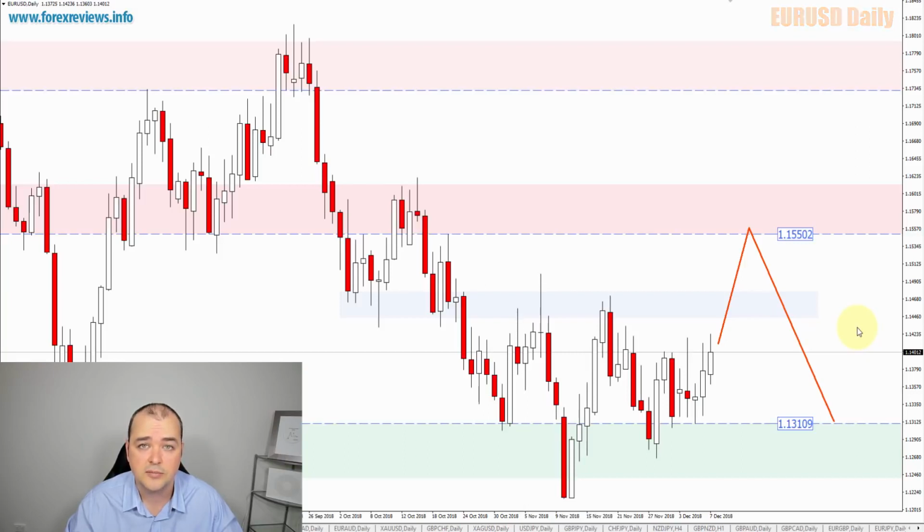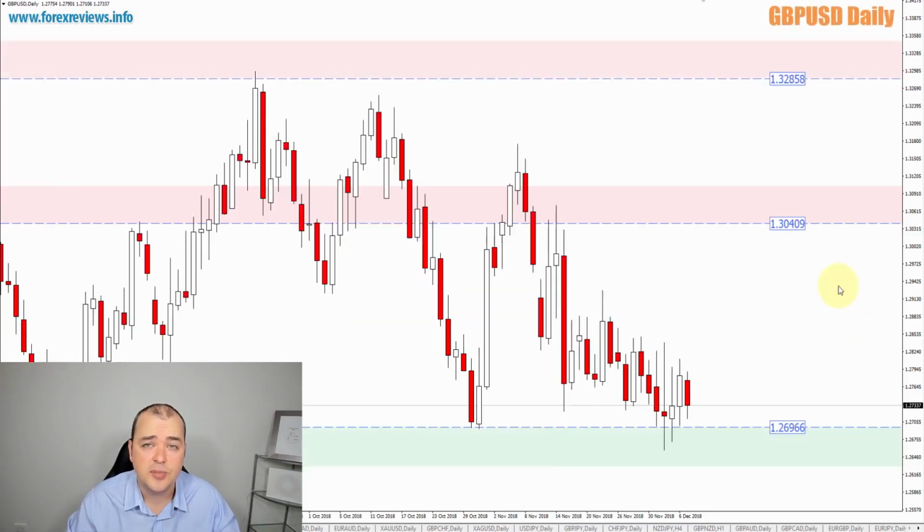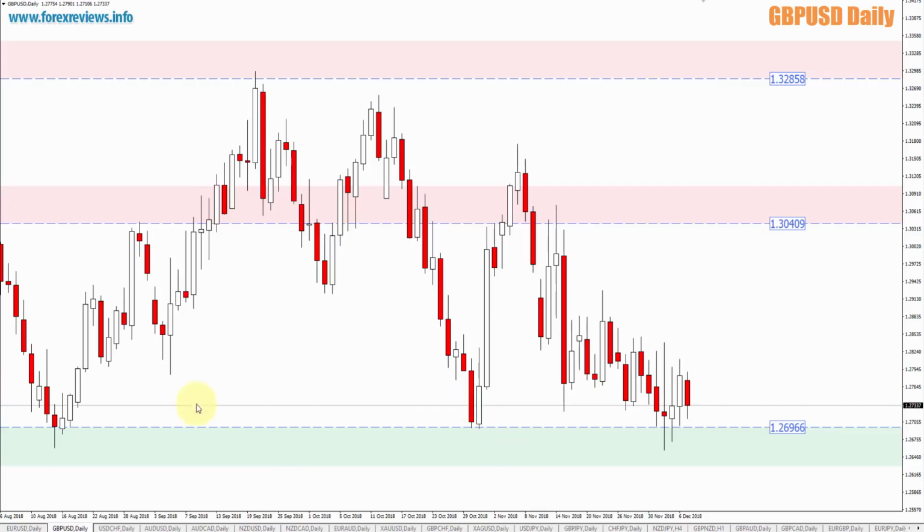Okay, well that's it for that market. The next pair I'd like to cover is GBUSD, and I'm on the daily chart. On GBUSD, what I'd like to highlight is the 126.96 zone area. You could call it the 127 zone area, which is this previous low here and low here.